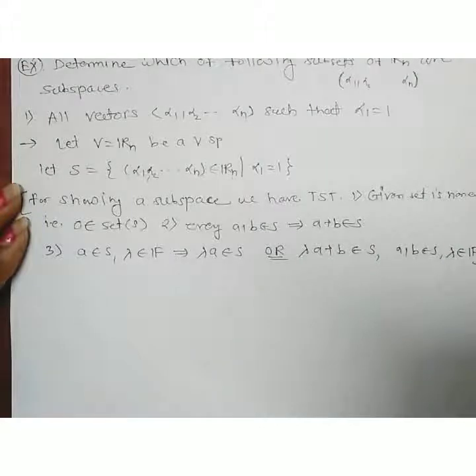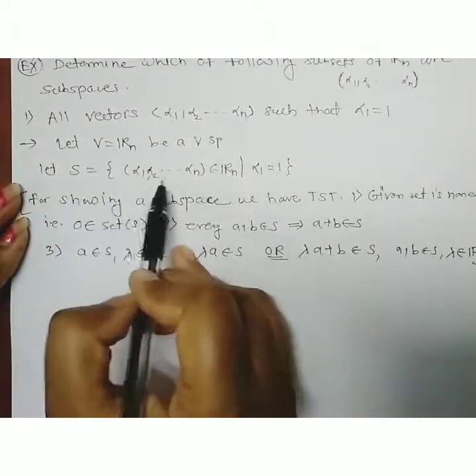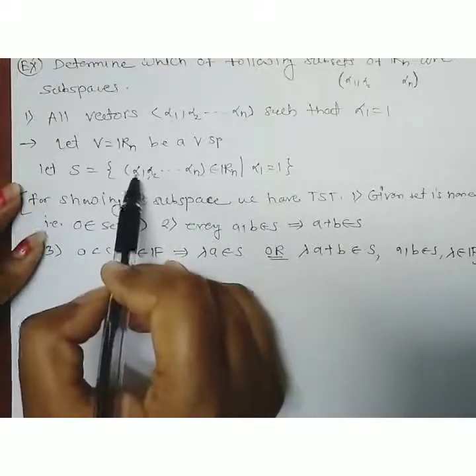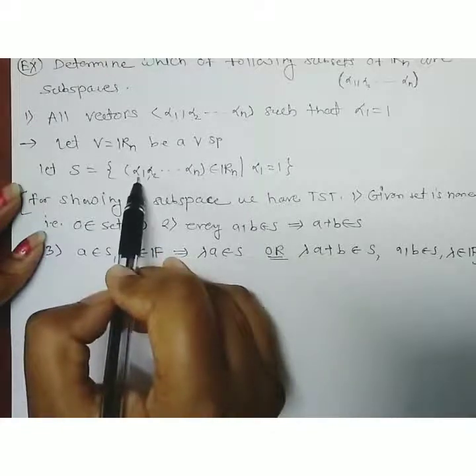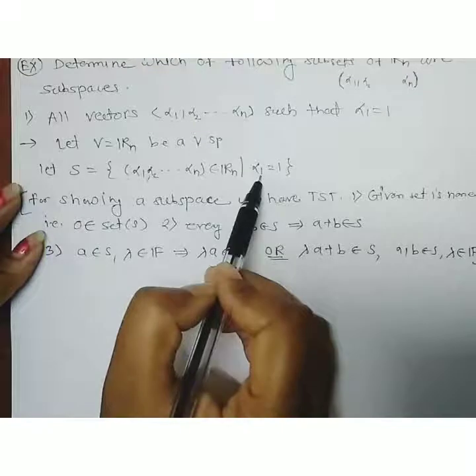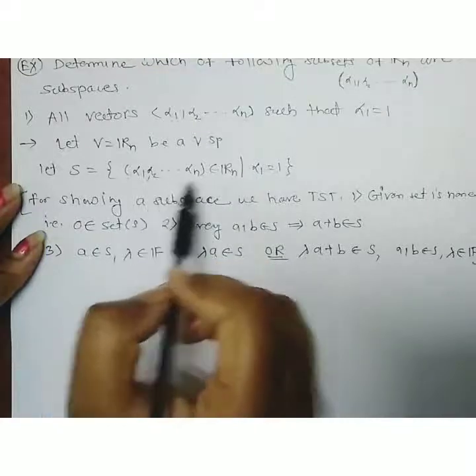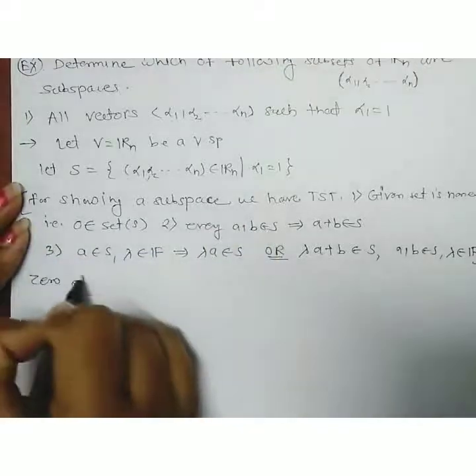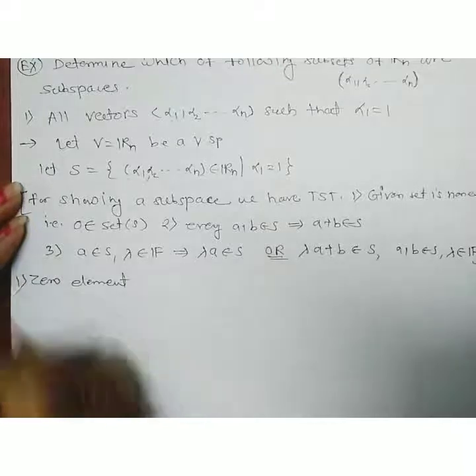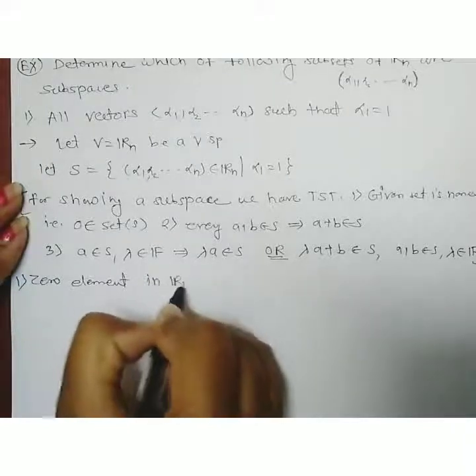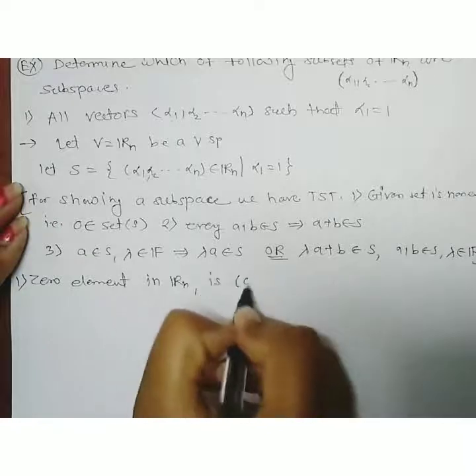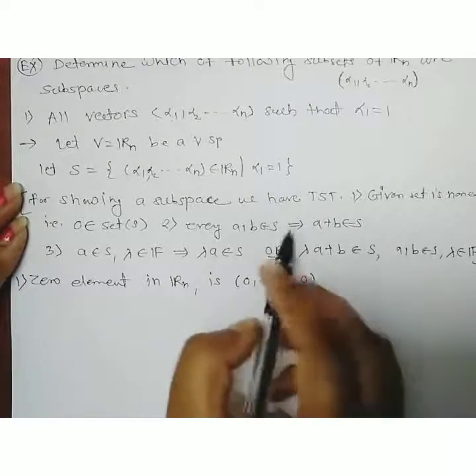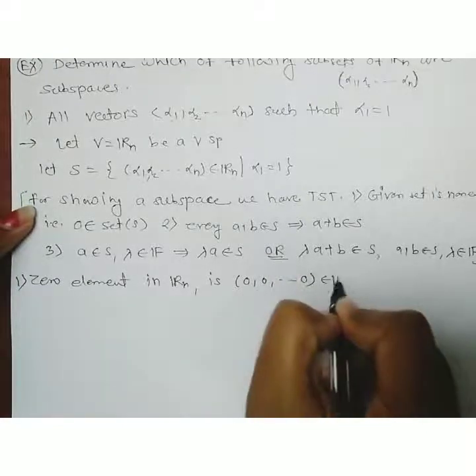Now look here, the given set consists of elements of this type. The vectors consist of alpha 1, alpha 2, up to alpha n, such that the first element alpha 1 is equal to 1. Therefore, what is the zero element in Rn? The zero element in Rn is 0, 0, 0, where 0 is repeated n times. This is the zero element which belongs to Rn.